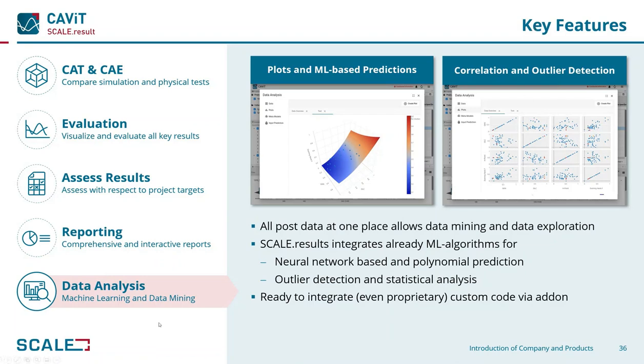So we are providing some visualization features like 2 or 3D plots, and you are also able to integrate a meta model and approximation just to explore the model behavior that's shown here in the picture. And also correlation plots are possible in order to inspect variable dependencies. And we have also approaches for outlier identification. And with our add-on approach, you are able to integrate your own algorithms. So you are able to extend CAViT with functionalities.